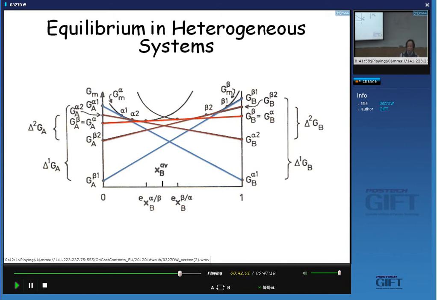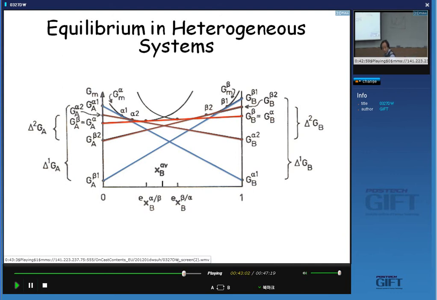So let's see the chemical potential of A in alpha here. But the chemical potential of A in beta is given by here, right? Then what happened? The atom wants to reduce its chemical potential. So the A atom in alpha phase will move to beta. The same thing happens for B atom in beta phase. As you can see, the chemical potential of B atom in beta phase is higher than that in alpha phase. So B atom will leave beta and go into the alpha.